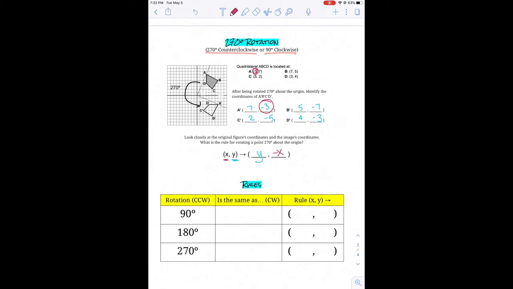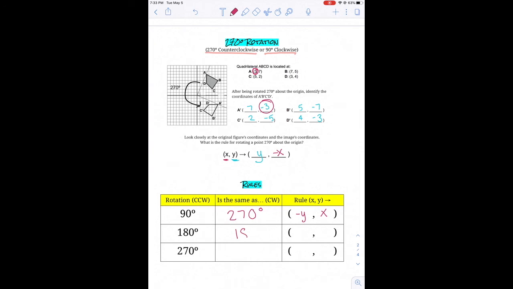So to fill in the summary chart, because this summary chart we're going to keep referring back to throughout the next several days of practice, if we're doing a 90 degree rotation, that's the same as 270 degrees clockwise. So we always like counterclockwise, but if the question asks for 270 degrees clockwise, we know they really mean do a 90 degree rotation. We have to convert it. And the rule for that one was -Y, X. That means flip X and Y, take the opposite of Y.